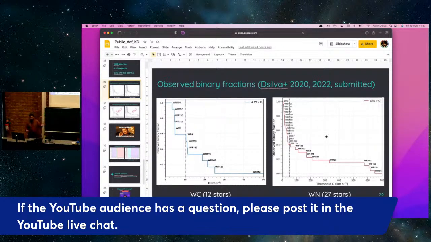Sadly, this cannot be done here, because A, we don't have enough objects, and B, this method does not work here because we have WR119, which is an outlier. It is a dust-producing WC star, and a lot of experts believe that it might be a long period binary. So yeah. Okay, thank you.